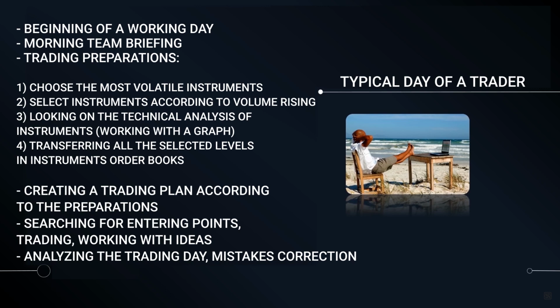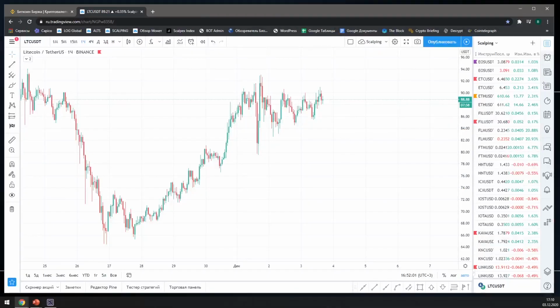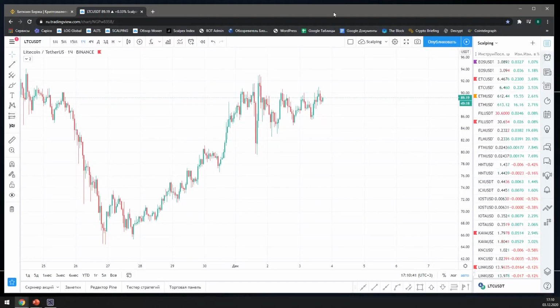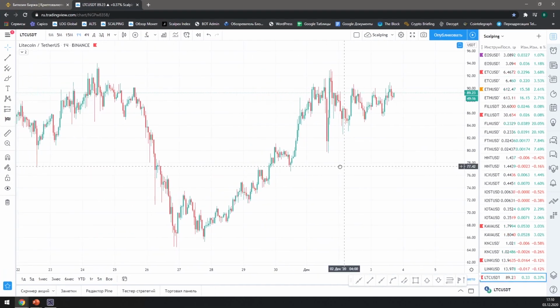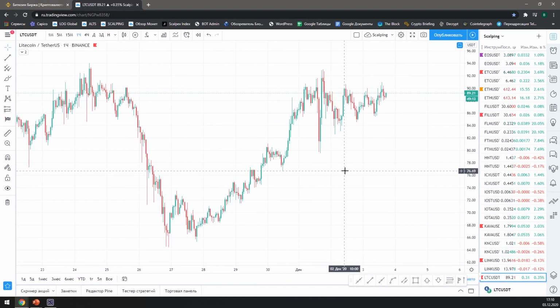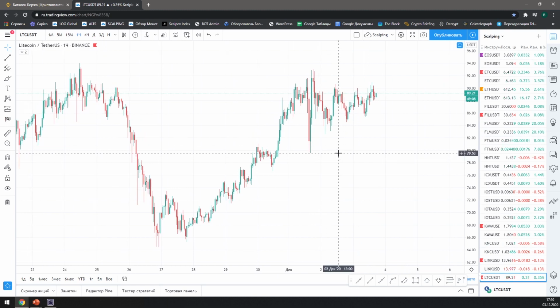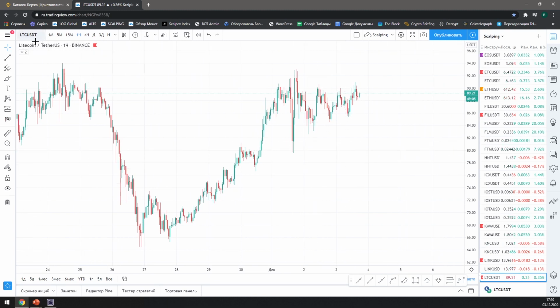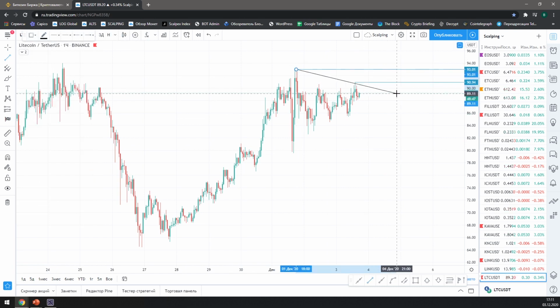Okay, guys, here I'm going to open TradingView and show you how I'm analyzing all the instruments at the beginning of the working day. Okay, let's take Litecoin for example. Now we're going to set the level, so we can see that this is an uptrend and the instrument is forming something like a triangle here.